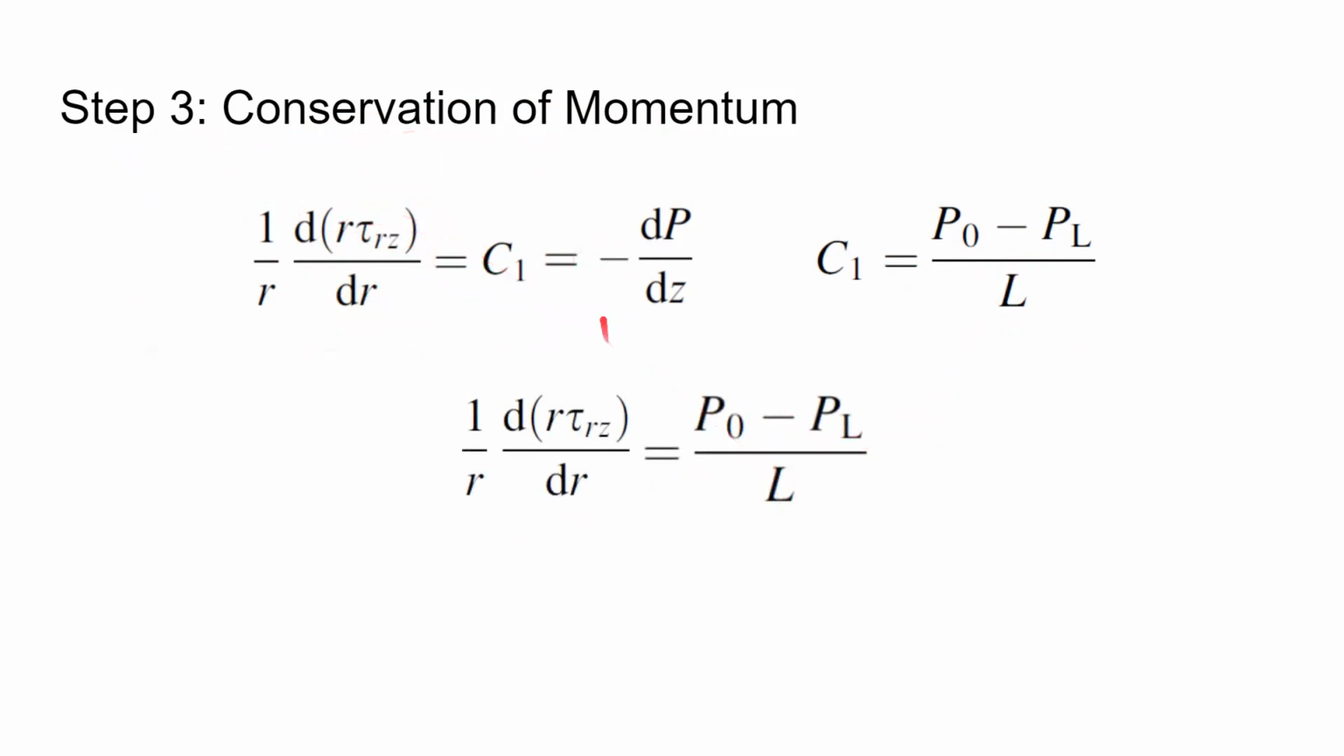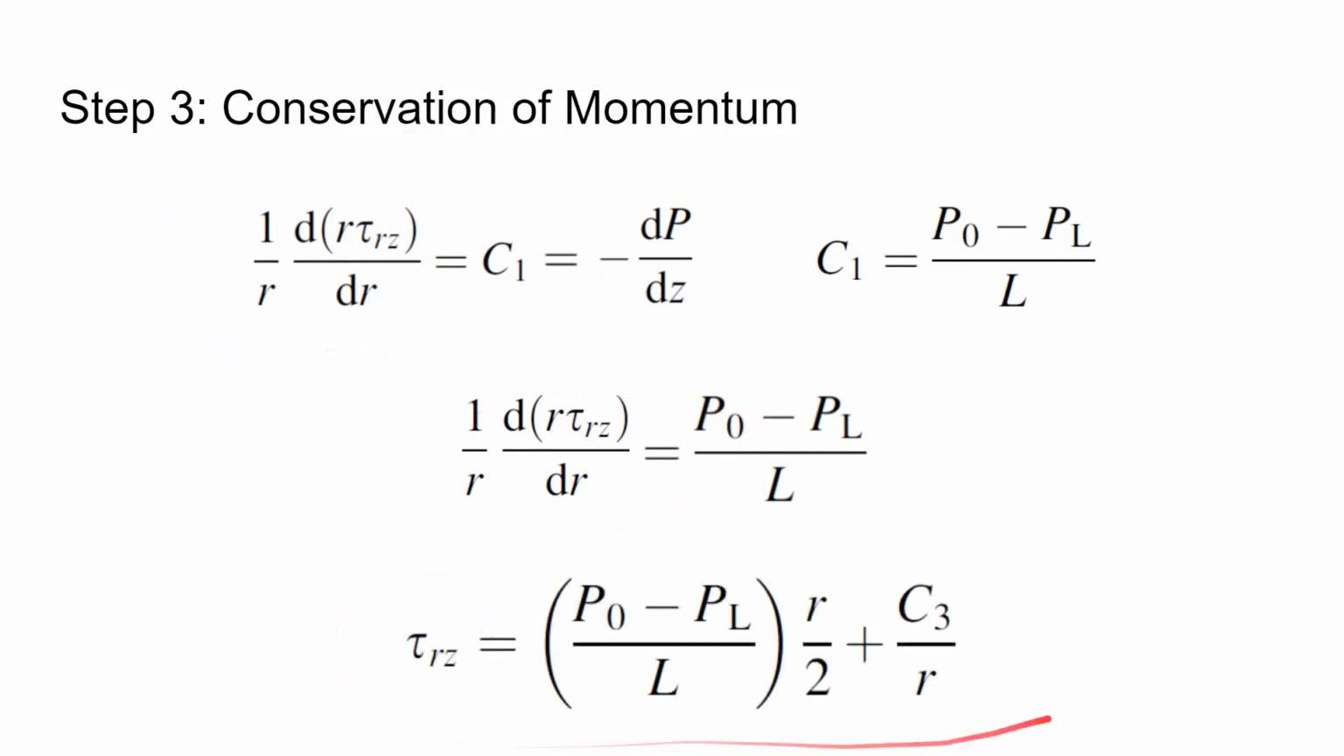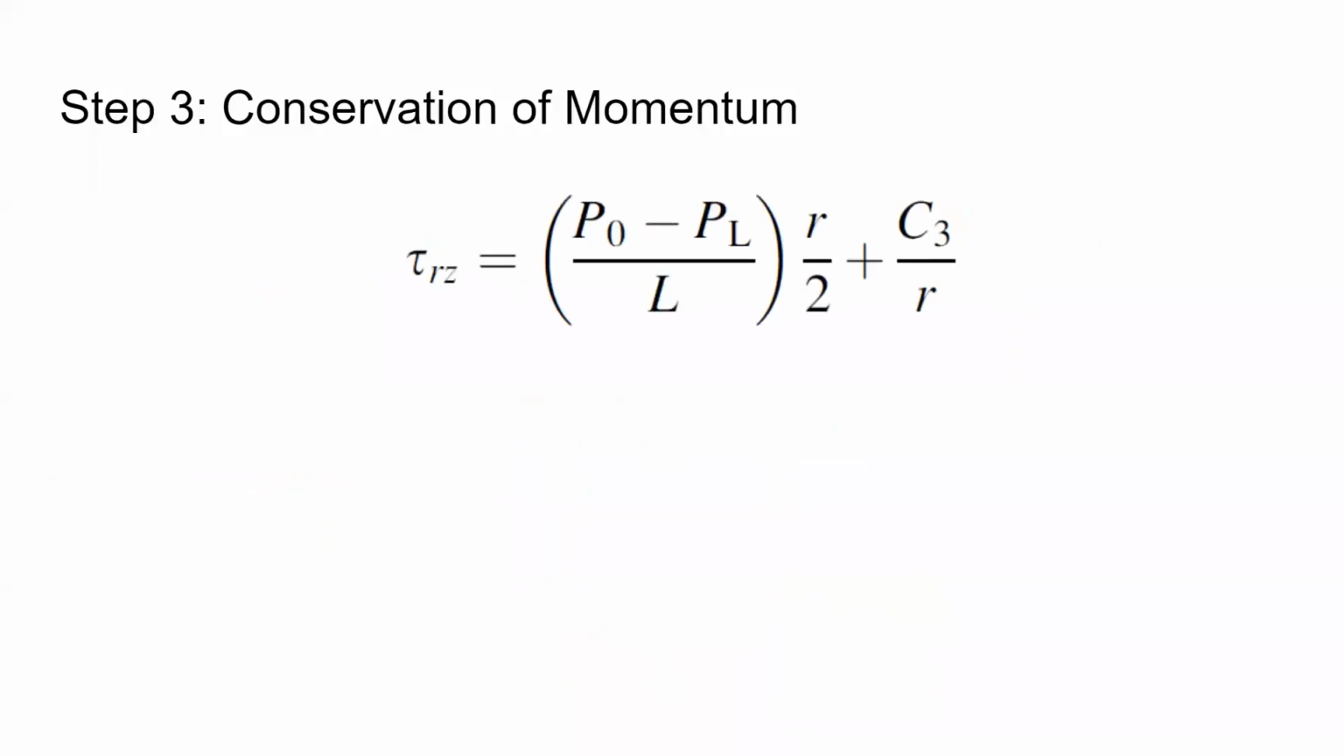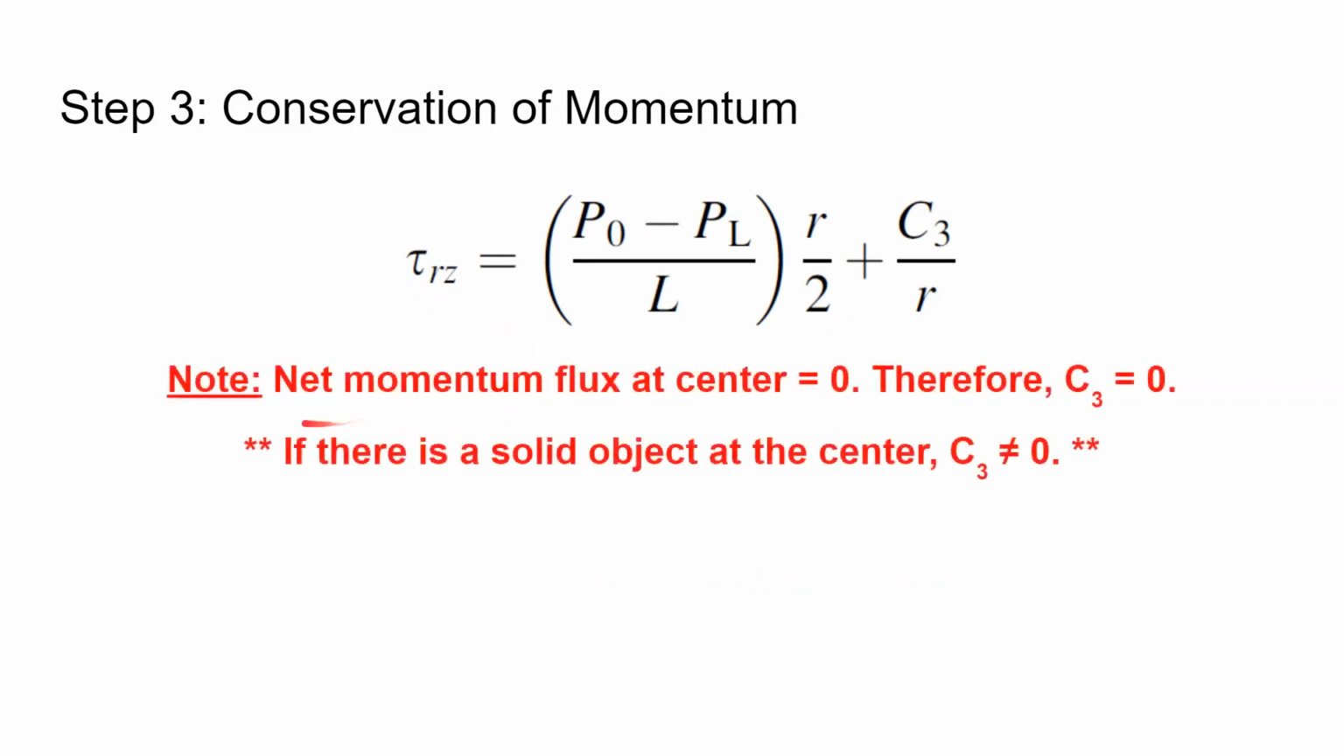Now we're looking at the left-hand side of the statement. Then, if you do the math, this is the expression that you get. This is your shear stress distribution, but we have another C3 over here. We have a constant here, a coefficient. So what now? We know that the net momentum flux at the center is 0. So if we have 0, that means C3 is 0 as well.